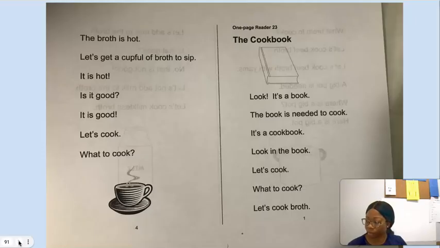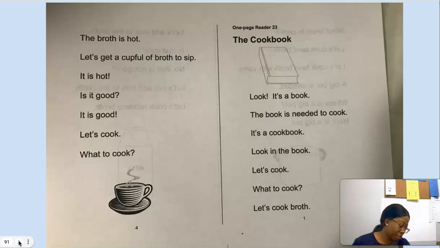The broth is hot. Let's get a cupful of broth to sip. Is it hot? Is it good? It is good. Let's cook. What to cook? Okay, so good job.